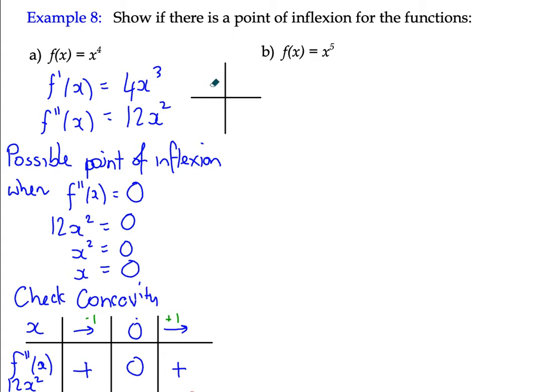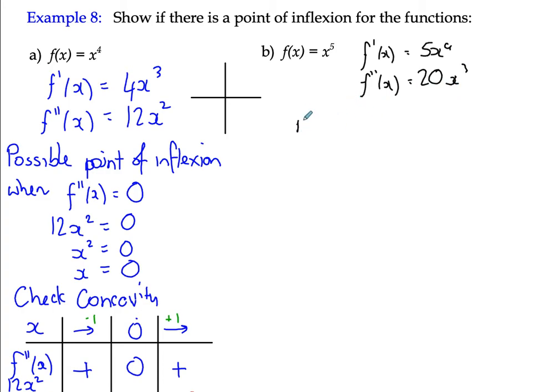So let's have a look at the second one. I've got it down the right hand side here. X to the power 5. You might already know how that curve looks like. So let's have a look at this one here. We'll change the colour of it. We'll put it in black. So if f of x is x to the 5, then the first derivative is 5x to the 4. And the second derivative is going to be 20x cubed.